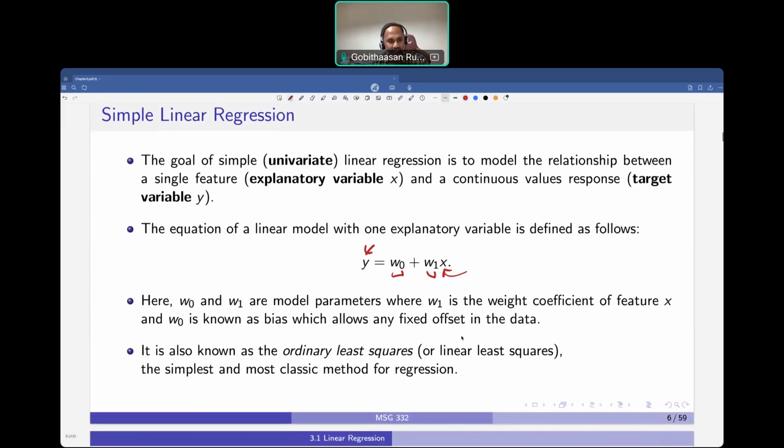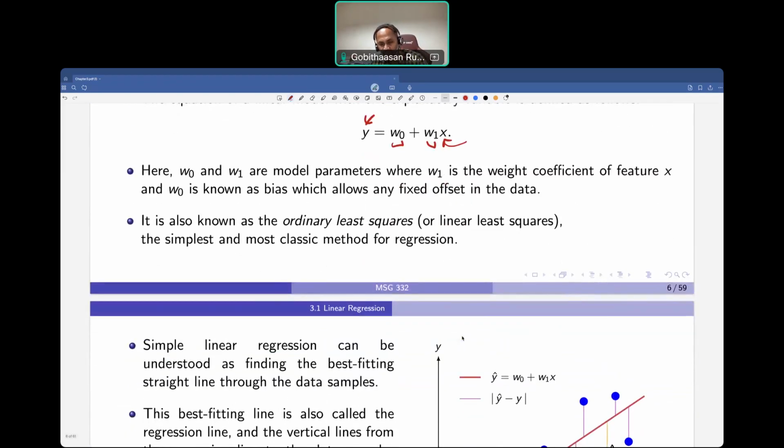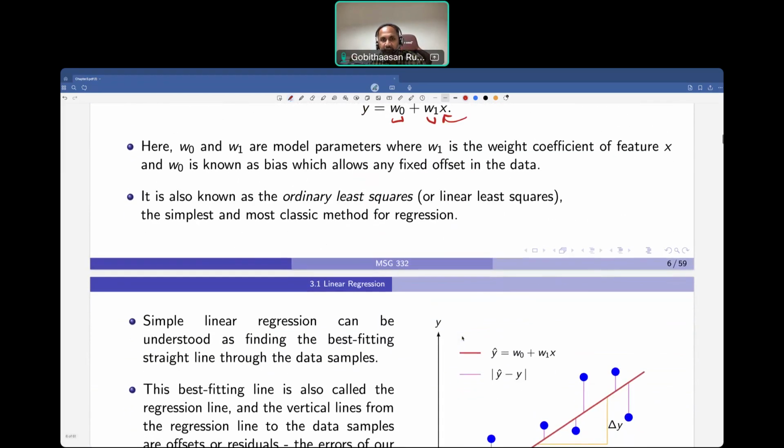Okay, all right, so how do we do it? Basically, our job is to find a suitable W0 and W1 in such a way that the given points will be very close to the line that we are trying to draw, right? The method is also known as ordinary least squares, or the linear least squares method. There are many ways actually, but this is one of the easiest ways to do it.